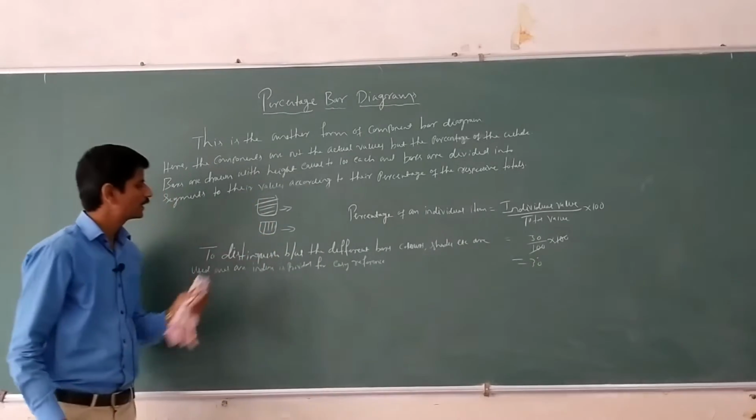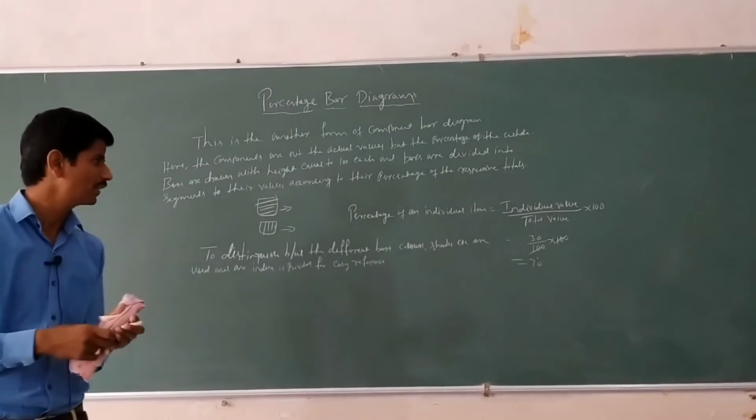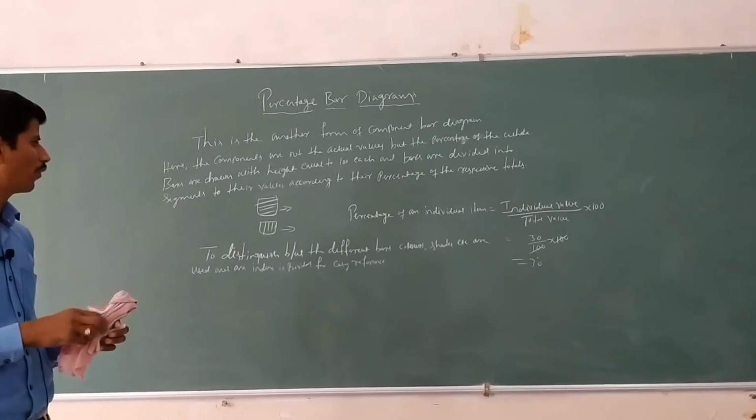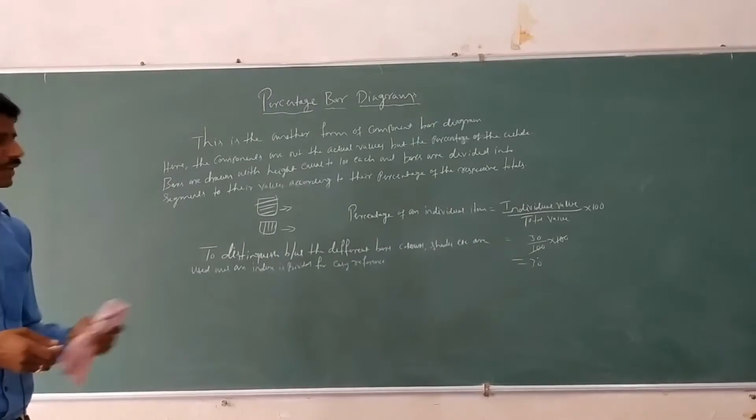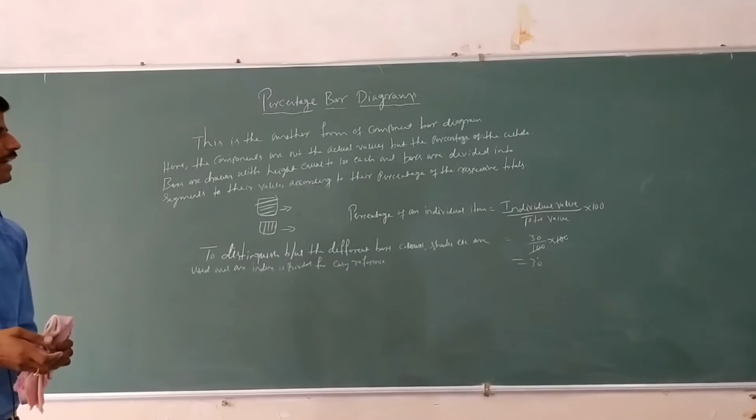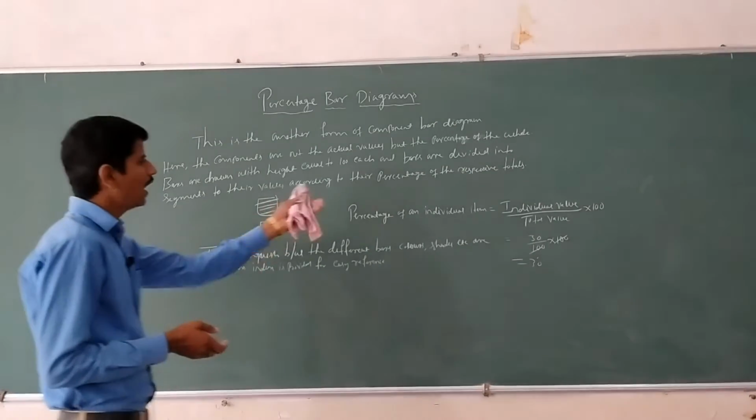Here, to distinguish between the different bars, colors, shades, etc. are to be used, and an index is provided for easy reference. Here the percentage of an individual item equals individual value divided by total value into 100.